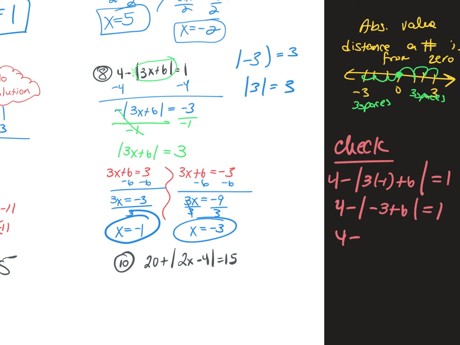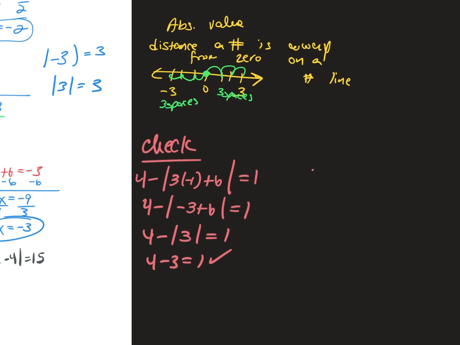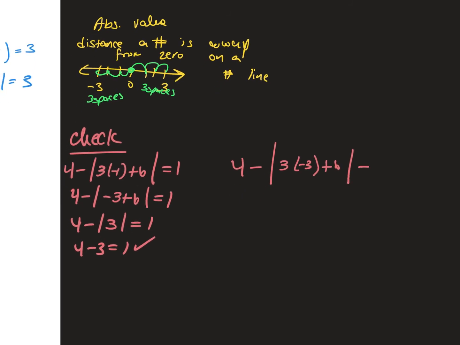So then I have 4 minus. What is negative 3 plus 6? 3. The absolute value of 3 is what? 3. So 4 minus 3 equals 1? Okay, we're good. So now we're going to check negative 3. So we're going to do the same thing. 4 minus, we have the absolute value of 3 times negative 3 plus 6 equals 1. So simplify from the inside out.